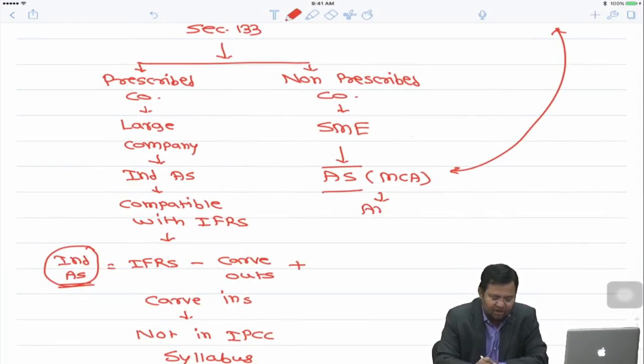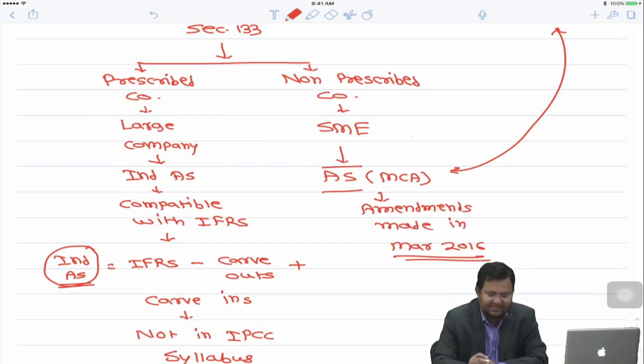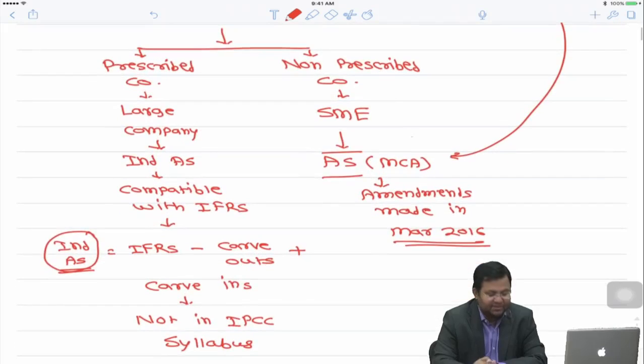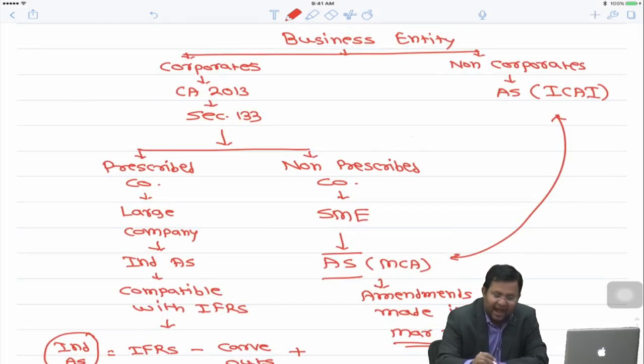So there are a lot of amendments made in March 2016 to the Ind AS. But the problem was, these amendments were made for the companies by the Government of India. But these amendments were not made in the accounting standards issued by ICAI. ICAI has adopted the majority of the amendments in August 2017.